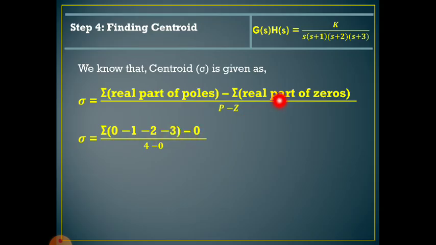There are no zeros here, so it will be 0. So now if you do the mathematical calculation, minus 3 minus 2 is minus 5, minus 5 minus 1 is minus 6, and minus 6 divided by 4 is minus 1.5. So we have our centroid at minus 1.5. That is, at minus 1.5, all the 4 asymptotes are going to meet each other on the real axis.